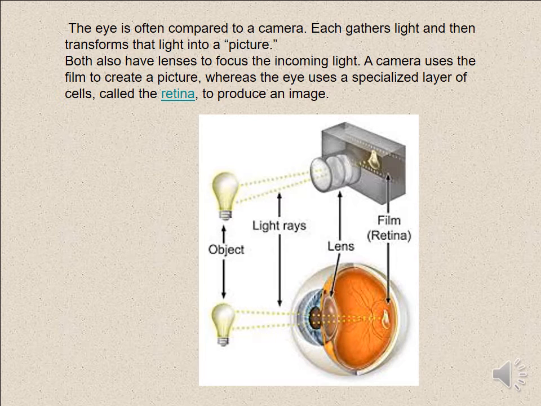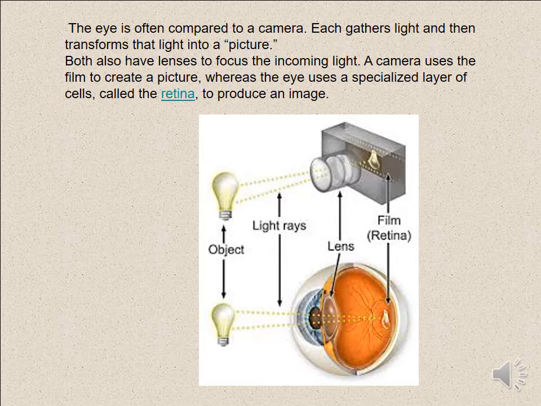The eye is often compared to a camera. Each gathers light and then transforms the light into a picture. Both also have lenses to focus the incoming light. A camera uses film to create a picture, whereas the eye uses a specialized layer of cells called the retina to produce an image.